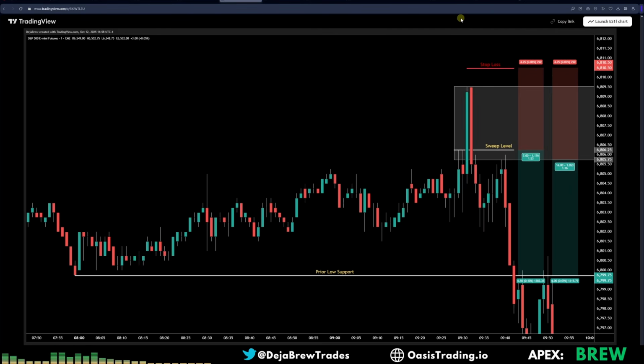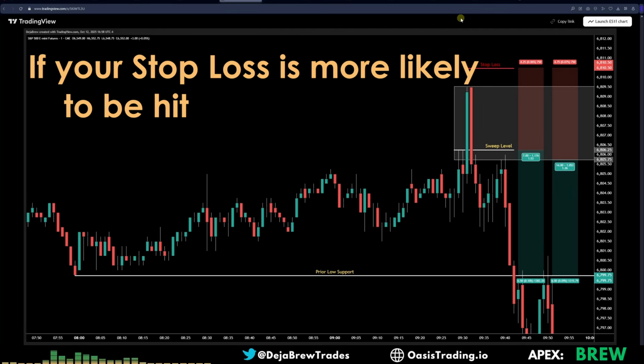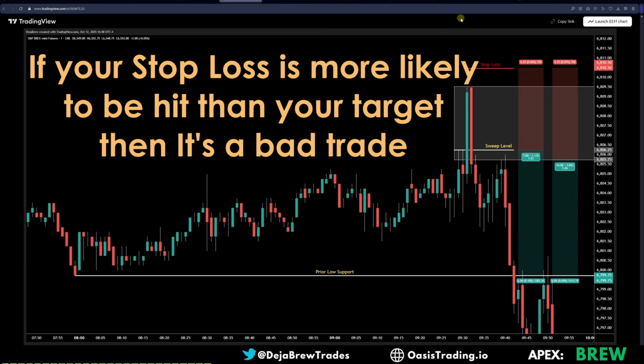And basically what you want to be thinking about when you are taking any kind of trade, not just a sweep trade, is: is the probability of my stop loss being hit higher than the probability of my target being hit? If the answer is yes, your trade is bad. You want the probability of your stop loss being hit to be lower than the probability of your target being hit. That means the trade is good. That means you have a good chance of success.